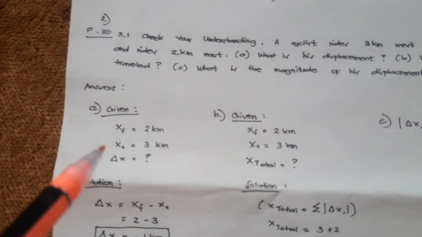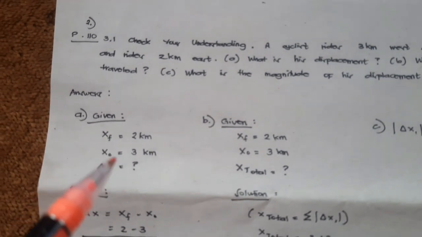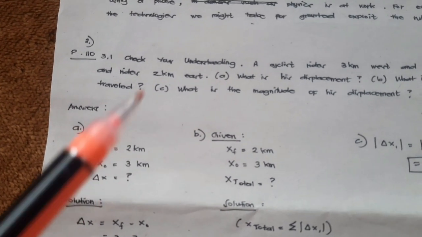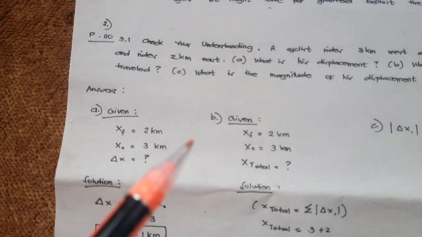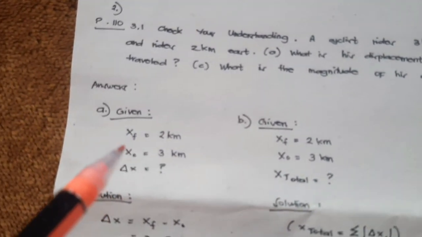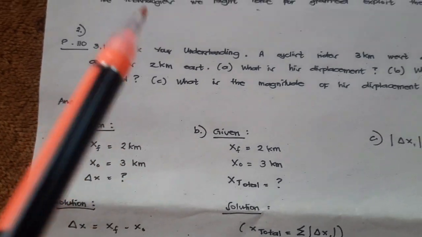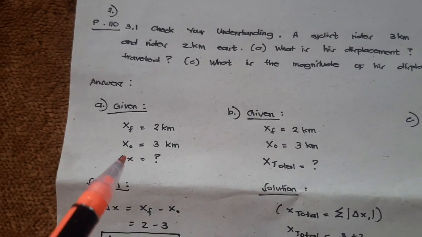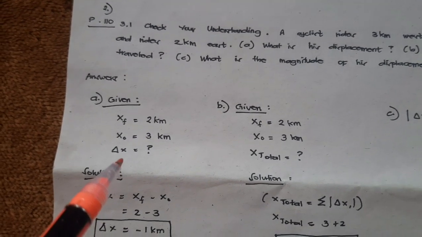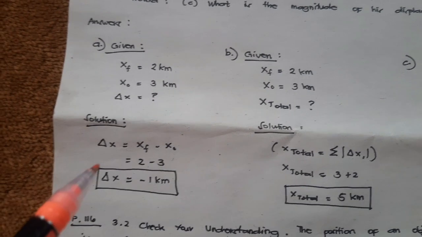So, let's start with letter A. Since letter A asks what is his displacement, the given are: the final position is equal to 2 km, and the initial position is equal to 3 km. And what we are looking for is his displacement. So, the solution.